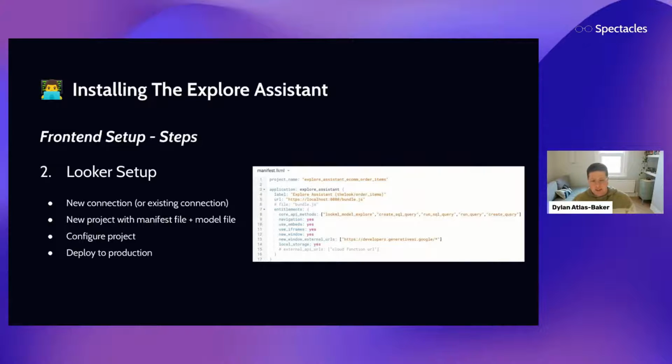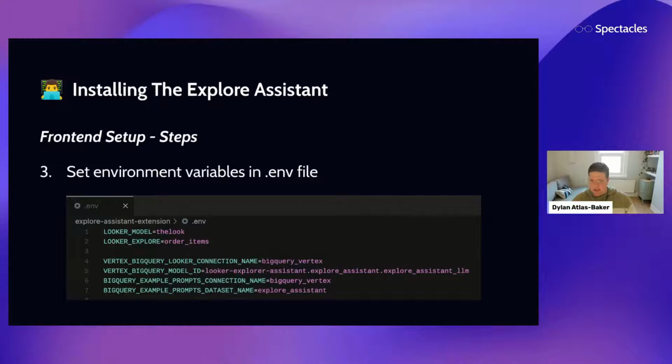You then need to configure the project, which basically just means going to Manage Projects in Looker, clicking Configure, making sure that it's basically live, and then deploying to production. At that point, the Explore Assistant is going to be live. You'll be able to see it in the Applications dropdown of your Looker instance, but it's not quite ready to be used yet. So there are a couple of final things we need to do.